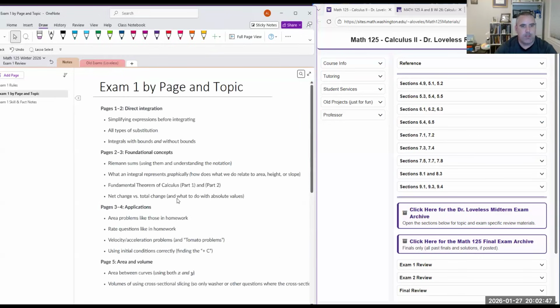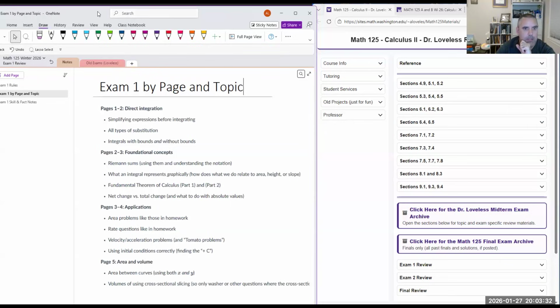In terms of topics, typically the first 2 pages are a little more direct integration, substitution, with bounds, without bounds, simplifying. Typically, pages 2 and 3 are still integrating, but maybe some Riemann sums, maybe something graphical, Fundamental Theorem of Calculus Part 1 or 2, net change, total change, the absolute value stuff. And then towards the end of the exam is where I put more of the applications, meaning area, velocity, acceleration. Typically, there'll be a volume question on the last page. So if you look at old exams, you'll recognize that structure.